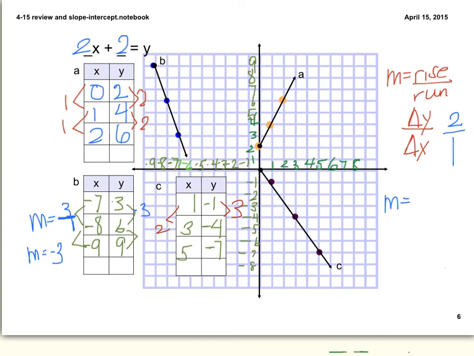Let me double check my squares. I've got 1, 2, 3. My rise is a negative 3. It's going down 3. And my run is 2, so over 2. So m equals negative 3 over 2. I cannot turn that in for my answer, so I'm going to have to change an improper fraction to a mixed number. M equals negative 1 and 1/2, or you can say m equals negative 1.5.